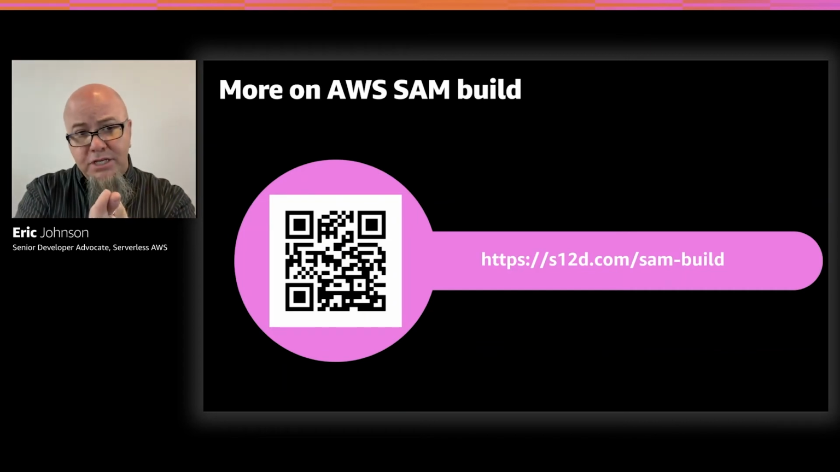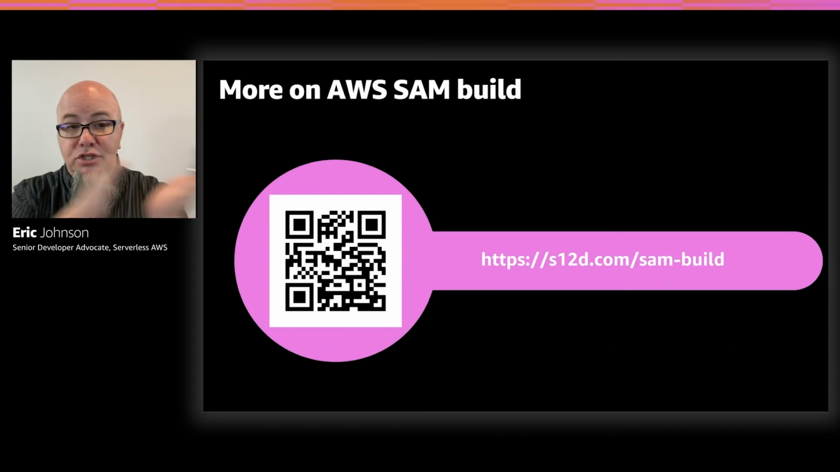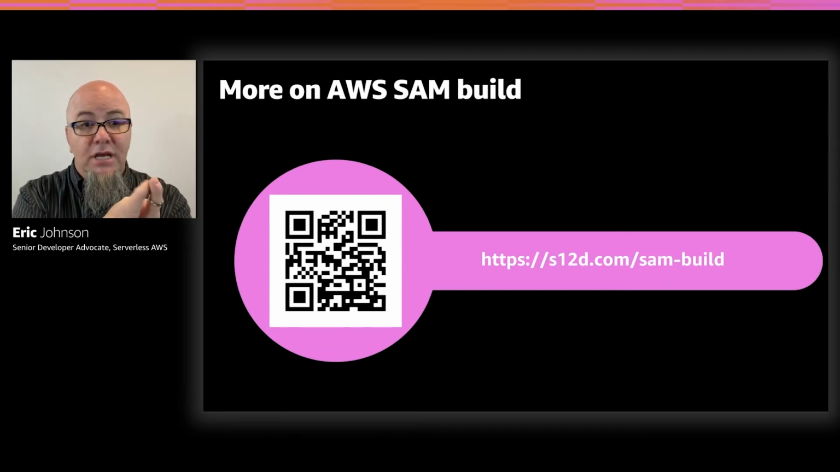All right, so what have we done so far? We've created our application. We have prepared our template to work across multiple environments. And then we have learned how to build our application. So our application is ready to go. So how do we deploy it? Well, let's talk about deploying our application.